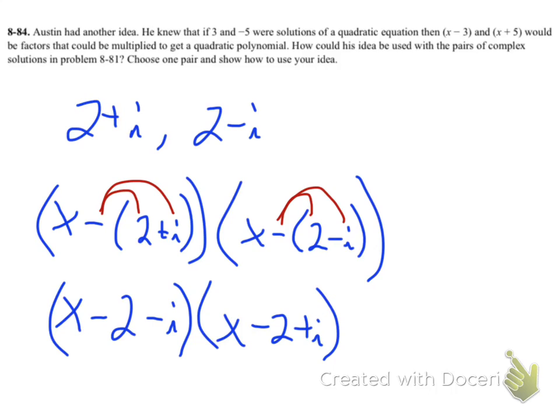So if I start off with the complex numbers 2 plus i and 2 minus i, my quadratic then is y equals x squared minus 4x plus 5.